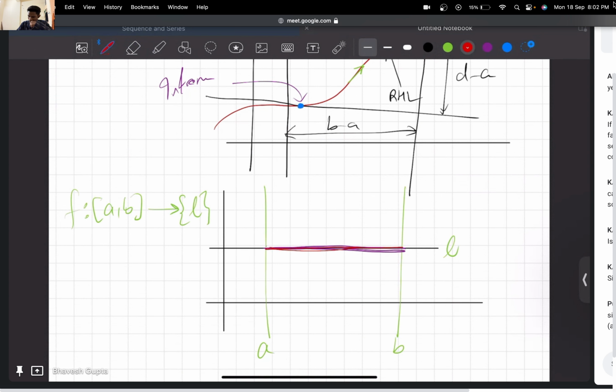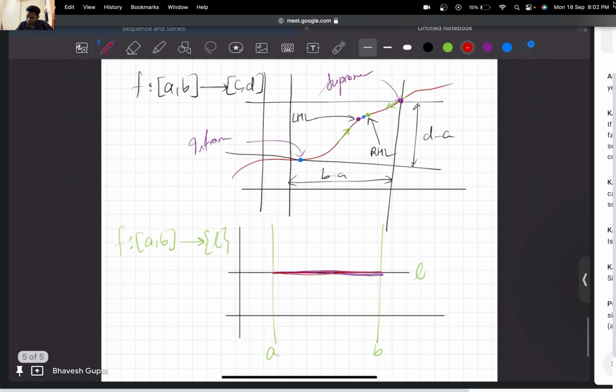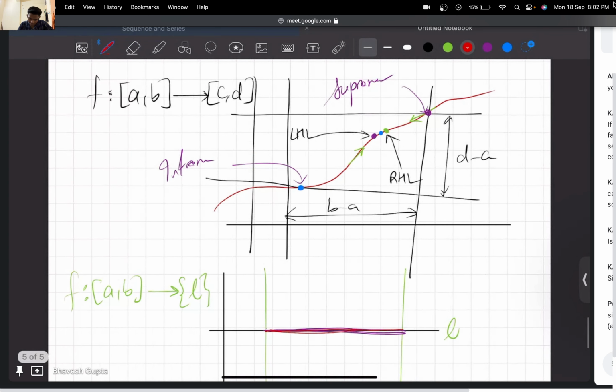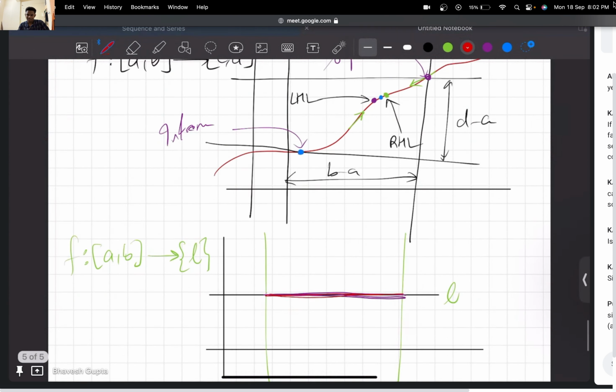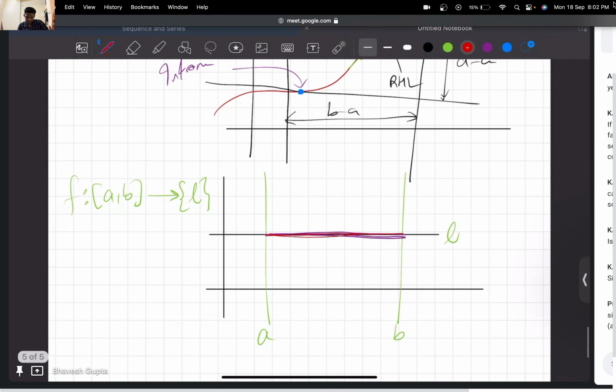So in general, you don't have the supremum and infimum the same. If it is not a constant function, then it cannot hold, right? Also, I discussed everything in the context of continuous functions. If there was some discontinuity, then the picture can go wrong altogether.